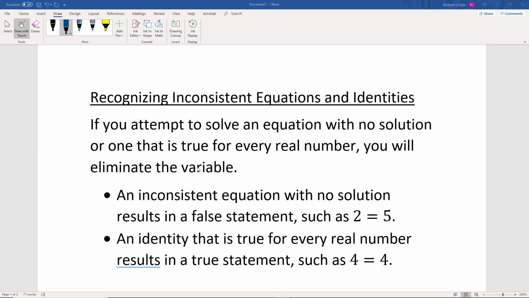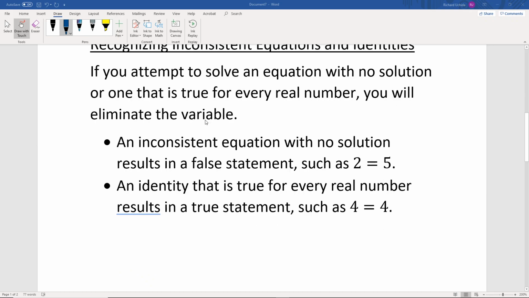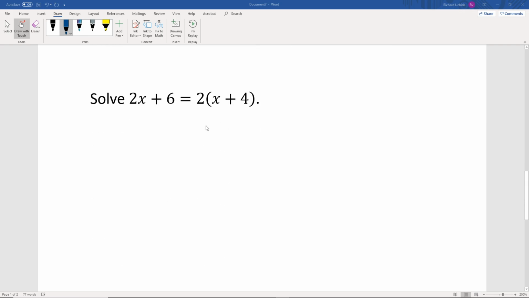Now, an identity that is true for every real number results in a true statement, so that when the variables cancel, you end up with something like 4 equal to 4 or 0 equal to 0. So let's look at a couple examples.